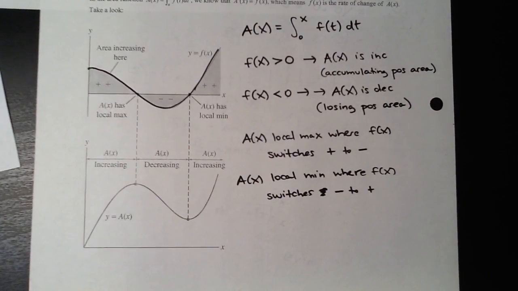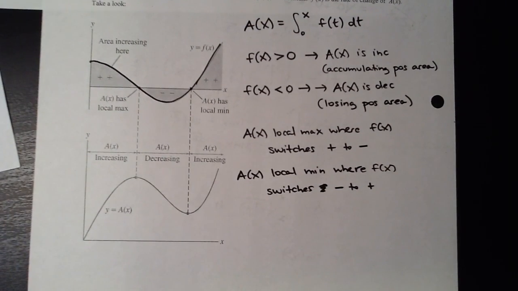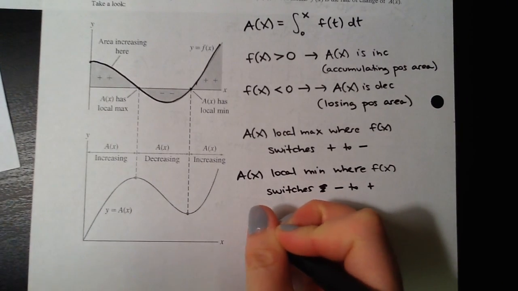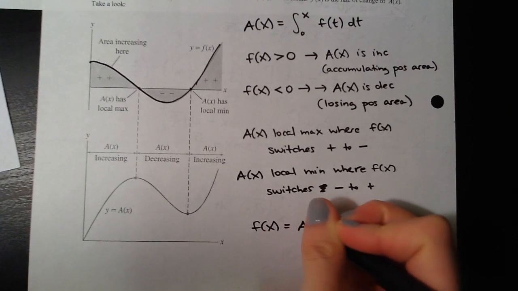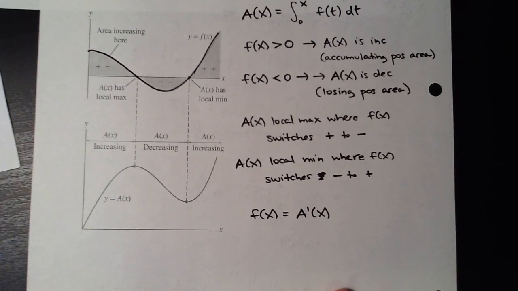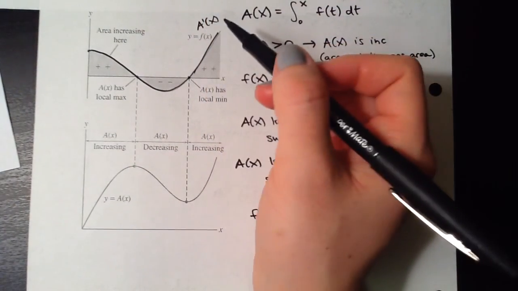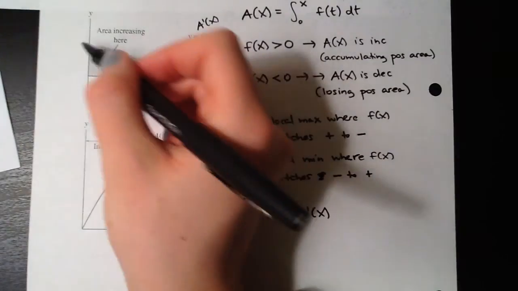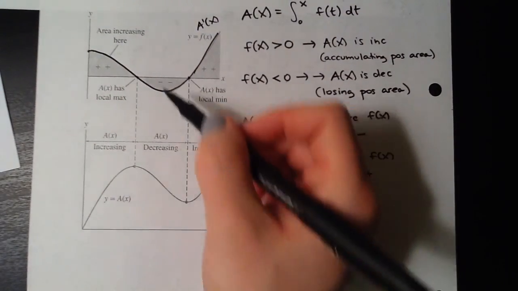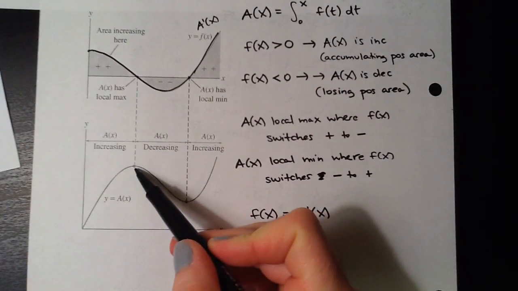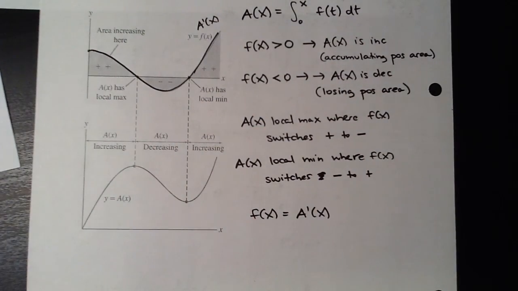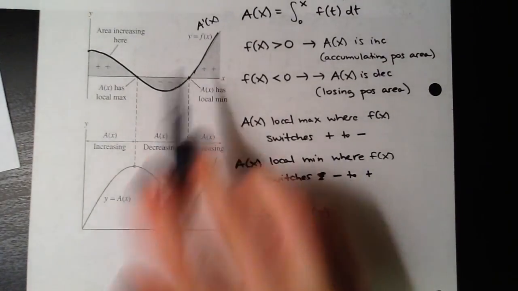So if we compare these, the reason that these graphs relate to each other so wonderfully well is because f of x is the derivative of A of x. Okay, f of x is the derivative of A of x. So picture if you're looking at an original function and its derivative, these are all the things you see. When a function is increasing, its derivative is positive. When a function is decreasing, its derivative is negative. When a function has a local max, its derivative is going from positive to negative. When a function has a local min, its derivative is going from negative to positive.